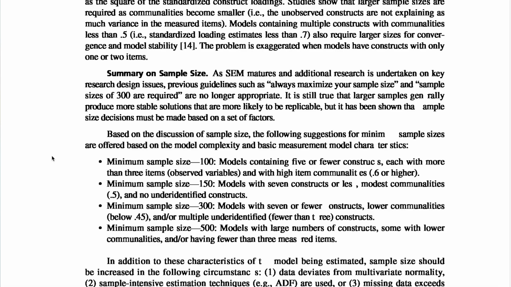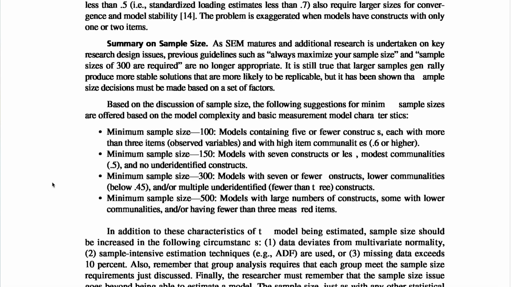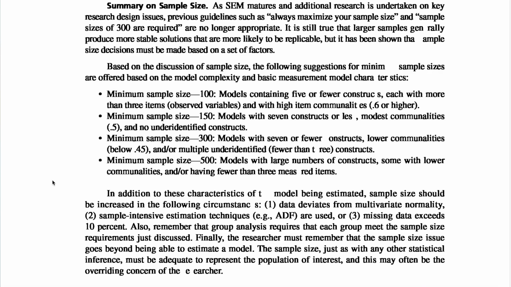Based on this discussion of sample size, the following suggestions for minimum sample size are offered based on model complexity and basic measurement model characteristics. Minimum sample size 100: models containing five or fewer constructs, each with more than three observed variables, and with high item communalities of 0.6 or higher. Minimum sample size 150: models with seven constructs or less, modest communalities of 0.5, and no under-identified constructs.